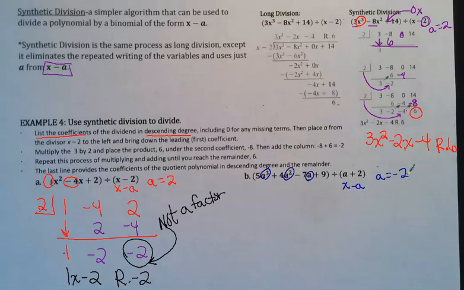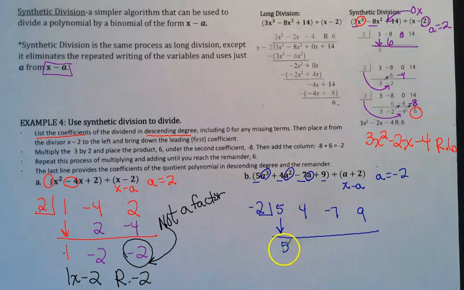Okay, so let's get it set up. We're taking the coefficients. So we have 5, positive 4, negative 7, and a positive 9 divided by our a value, which is negative 2. Okay, we're going to bring the 5 down, and then we can get started.